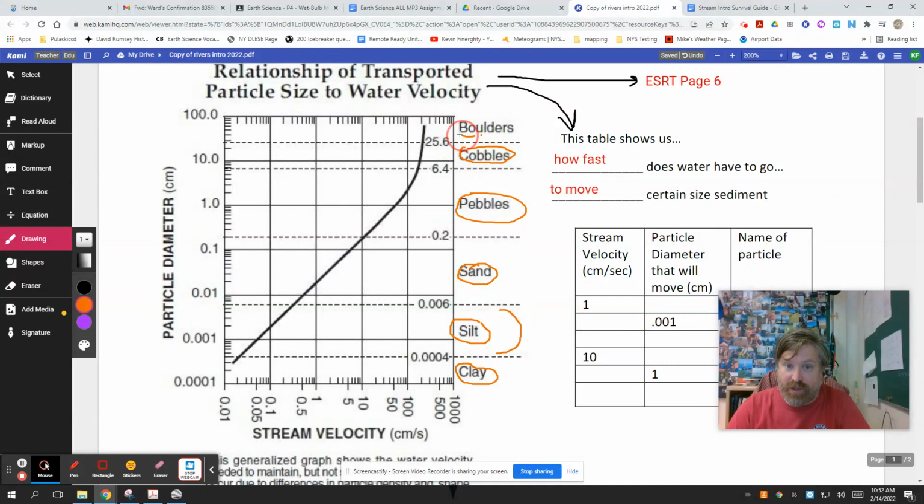This does not say what a cobble might be made out of. It could be like the bricks I have in the back of the classroom, though those are man-made, probably not. But it could be sandstone, granite. It could be anything, right? All this talks about is the size. Anything that's this size from 6.4 to 25.6 is defined as a cobble. And that's not just a me thing or even a New York thing. This is a real deal. That's how it works.